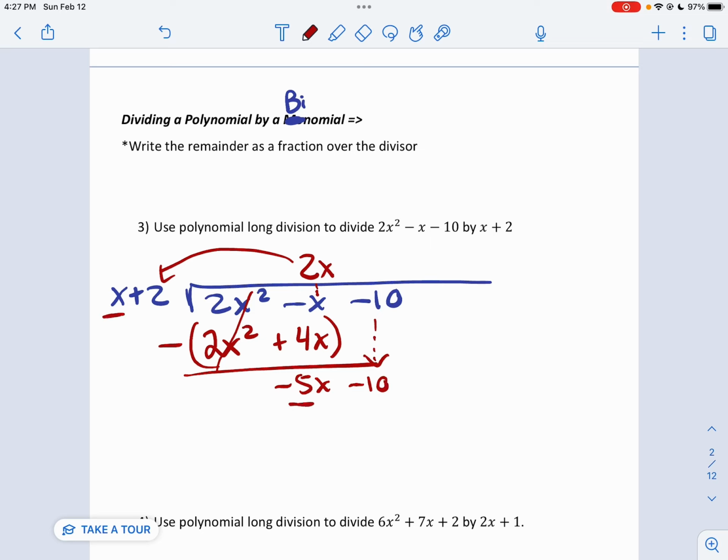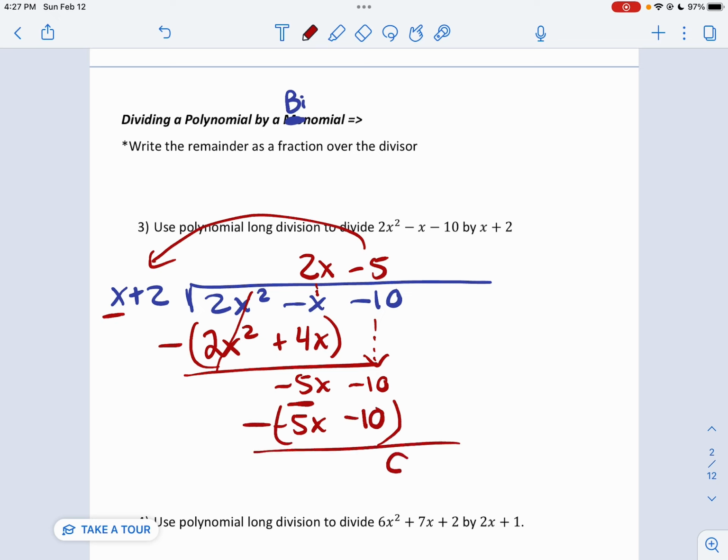x divides into negative 5x, negative 5 times. I multiply this by x plus 2. That is negative 5x minus 10. I'm going to subtract that entire expression, and when I do, I get 0, and this is the remainder.